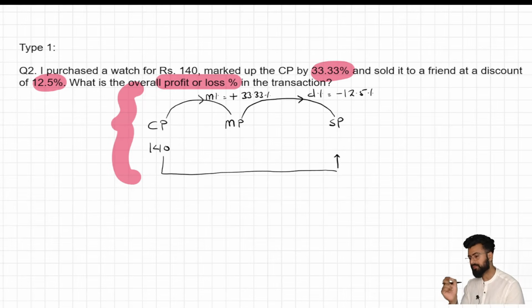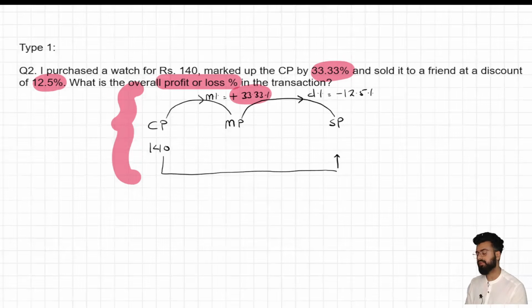But I have two options. Either I can go by the formula approach or I can use the multiplication factor approach. If you look at the percentage values this time, look at the values 33.33%, 12.5%. What kind of changes are these? These are decimal percentage changes. And therefore, using the formula would not be a feasible approach.